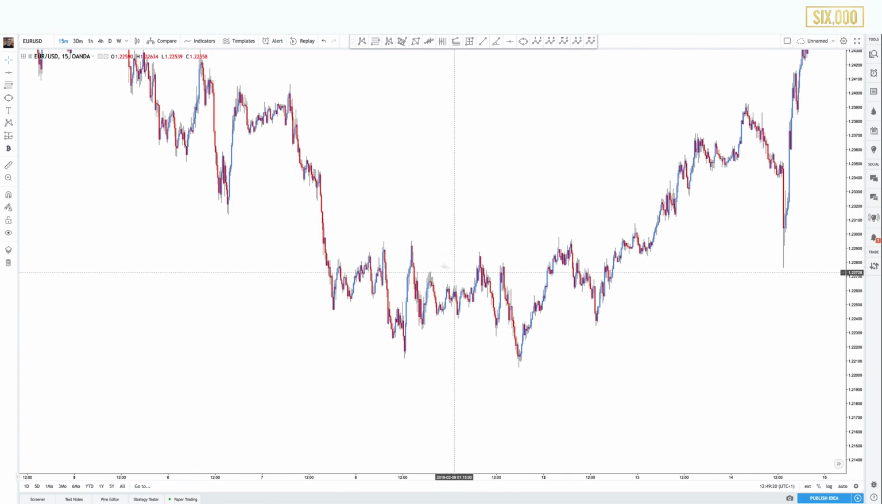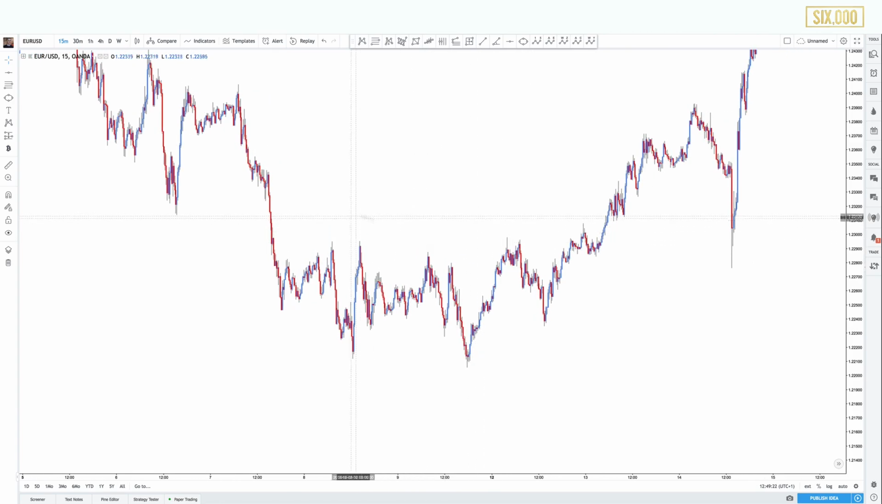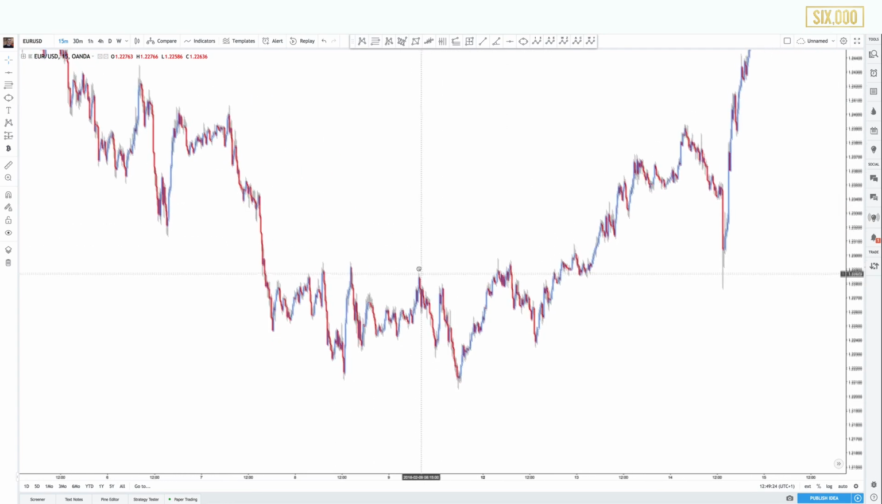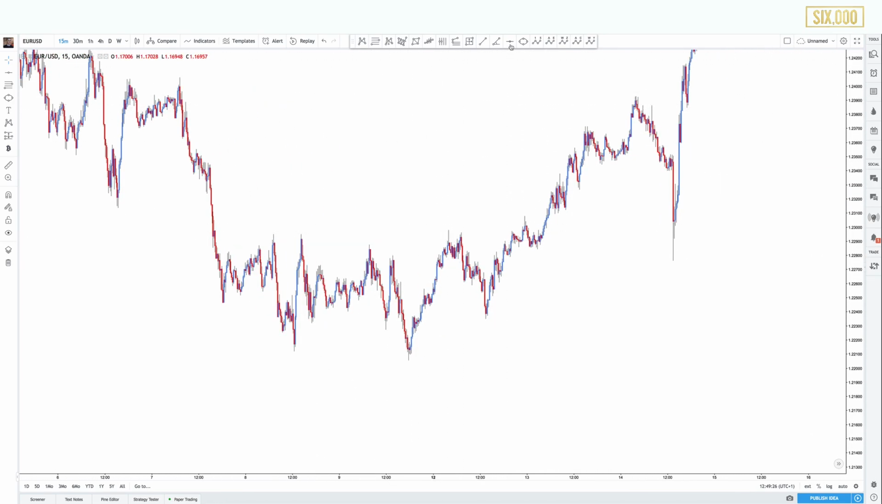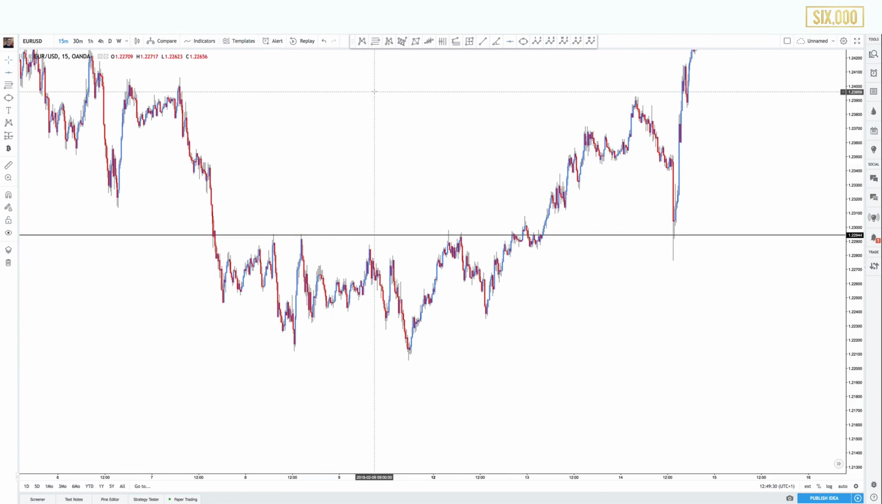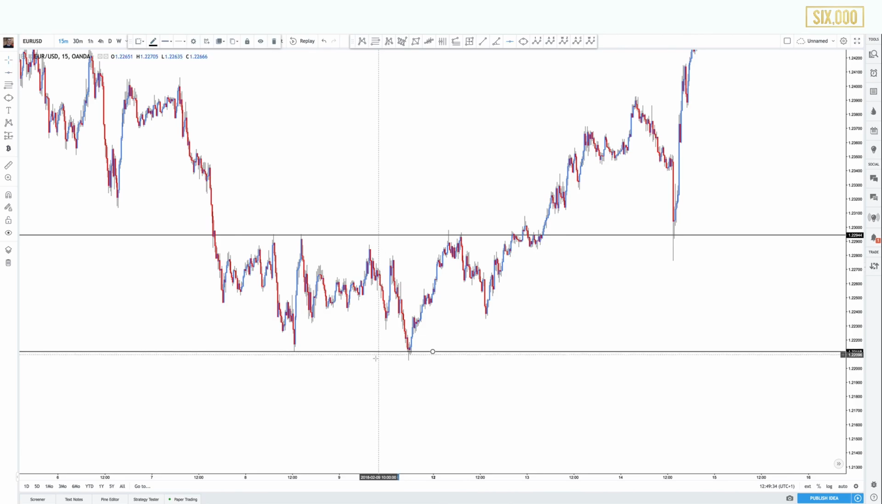Now, this would have been the potential reversal zone. This is where the pattern completes. Remember, we're on the 15-minute chart. You can see we've got a nice range here at the bottom of the potential reversal zone.